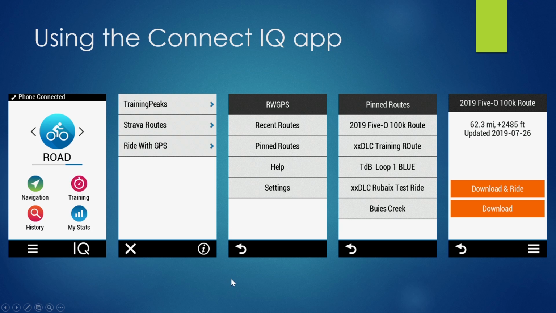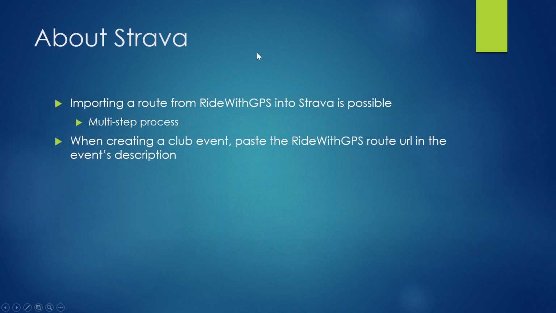All right, let me wrap it up here because I know we've been going a while. Let me talk about Strava. Unfortunately, you can't import a route straight from Ride with GPS into Strava. It would be really cool if you could. It's a multi-step process. What I recommend when you're creating an event on Strava is to add the link to your Ride with GPS route in the description, and that tends to work okay.